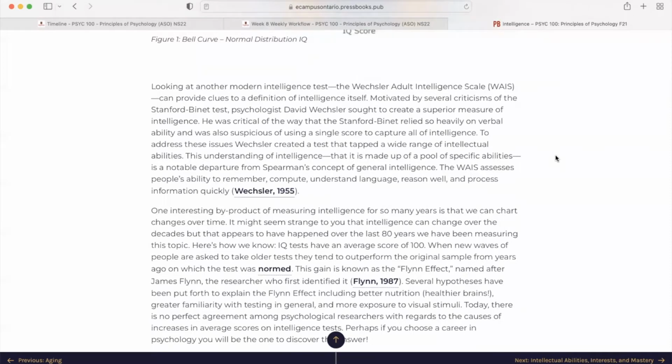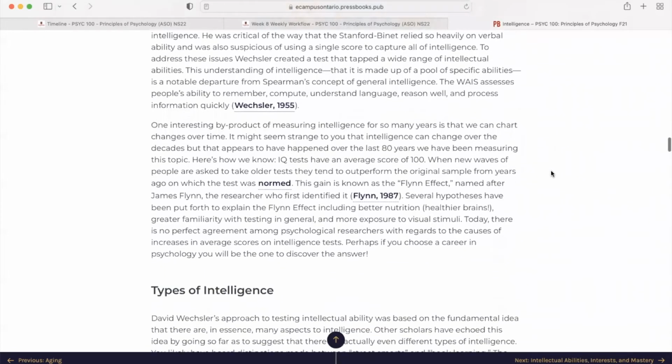One interesting byproduct of measuring intelligence for so many years is that we can chart changes over time. It might seem strange to you that intelligence can change over the decades, but that appears to have happened over the last 80 years we have been measuring this topic. Here's how we know. IQ tests have an average score of 100. When new waves of people are asked to take older tests, they tend to outperform the original samples from years ago on which the test was normed.